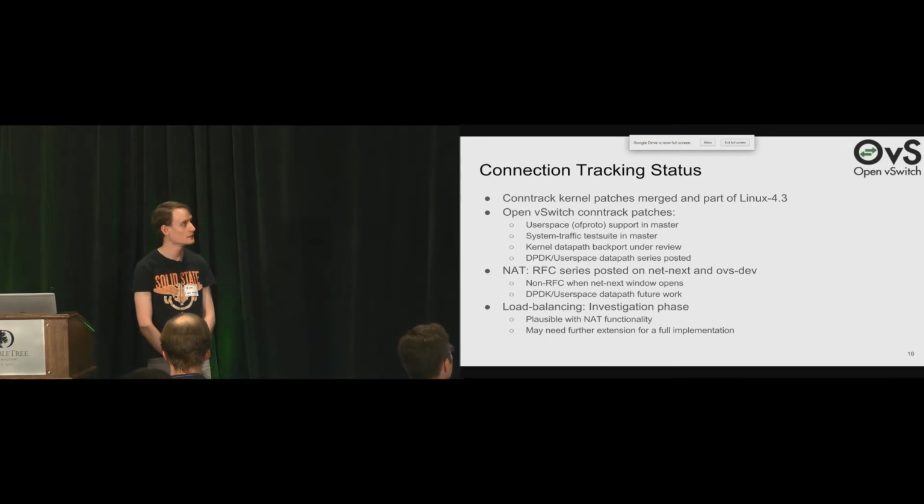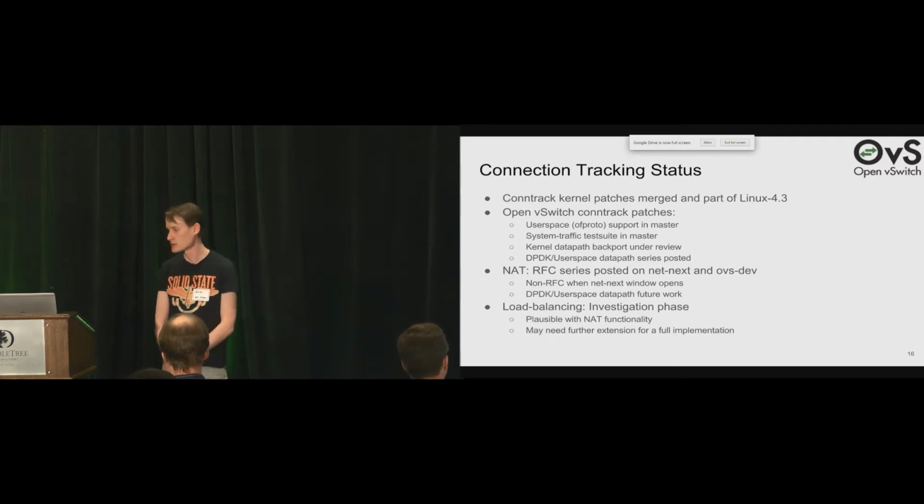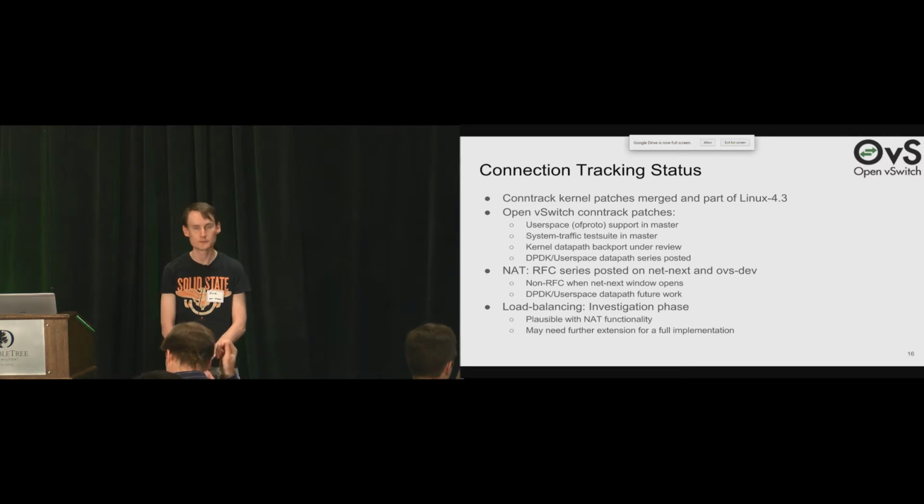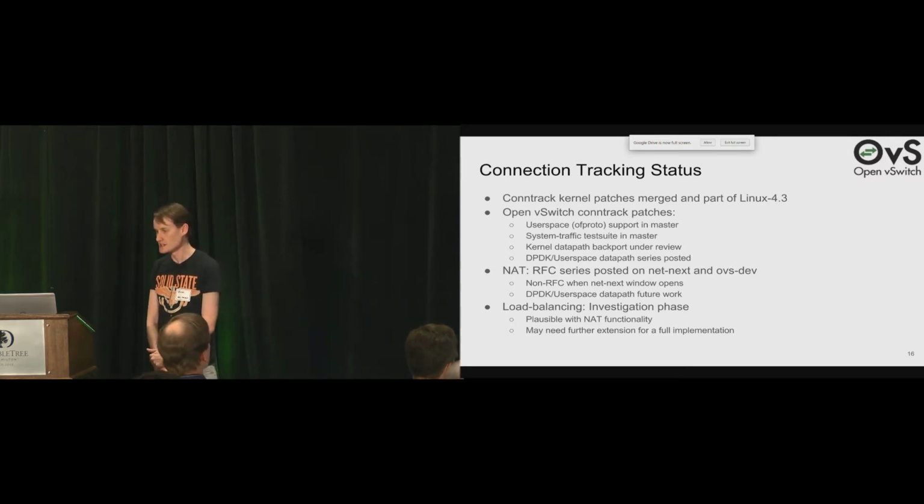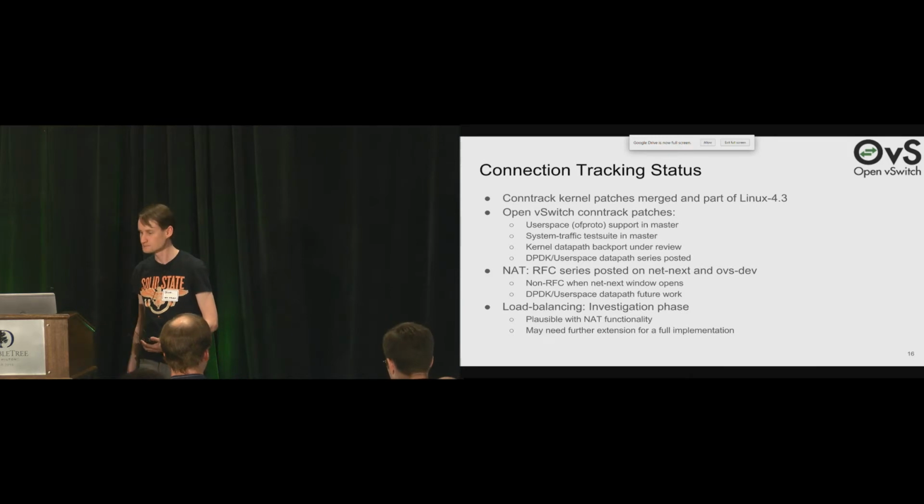Just this weekend, the DPDK user space data path series was posted, and so that will go through a review as well, and I think there's some plan to use that for the Windows data path as well. In terms of NAT, there's been an RFC patch series posted, and we intend to continue to pursue that, merging that upstream. In terms of the DPDK and user space data path, support for NAT is as yet not explored, but it seems to be a natural progression.